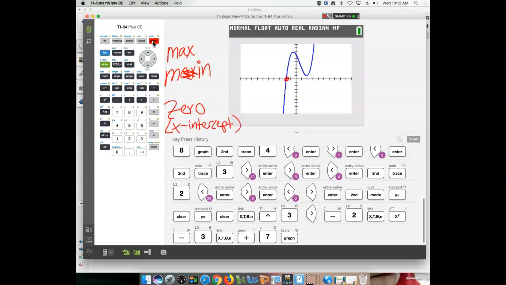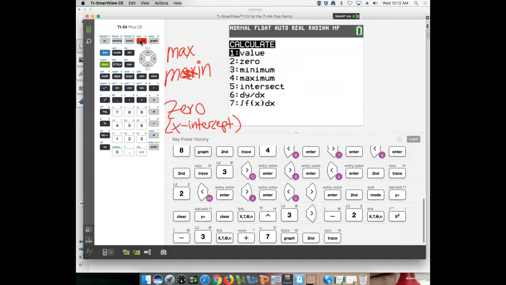Okay. All right. Are you guys okay to go in order on how our paper has it? Are you guys okay to find max first? Okay. So if I'm going to find max, what's the first thing I have to hit? Second and then trace. Don't hit just trace. Second and then trace. So second, trace. We're doing max first, correct? Max. Okay, so number 4.